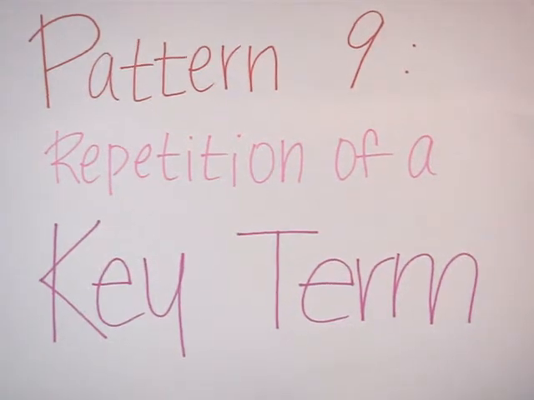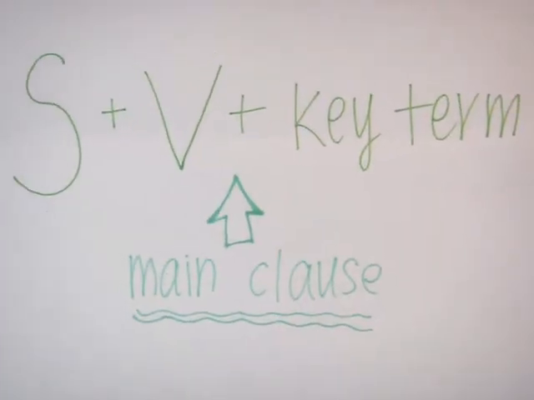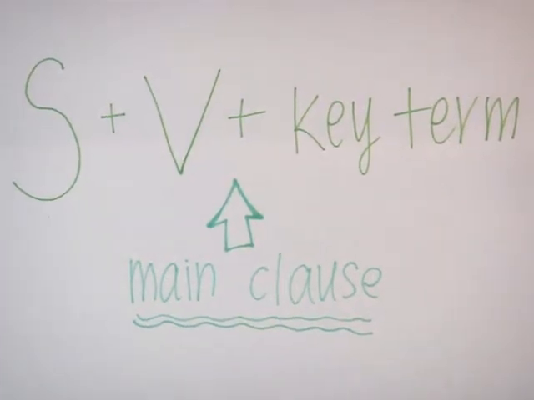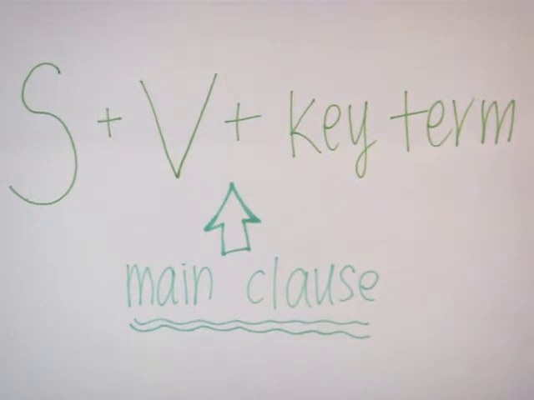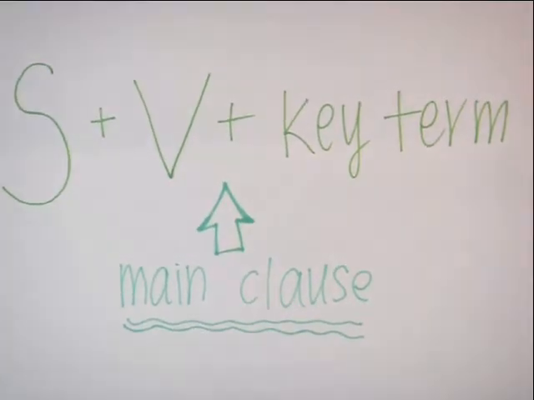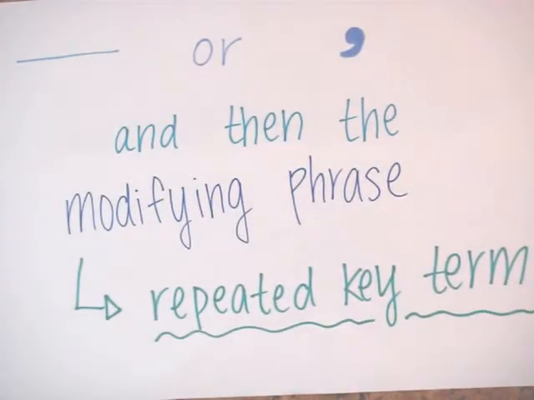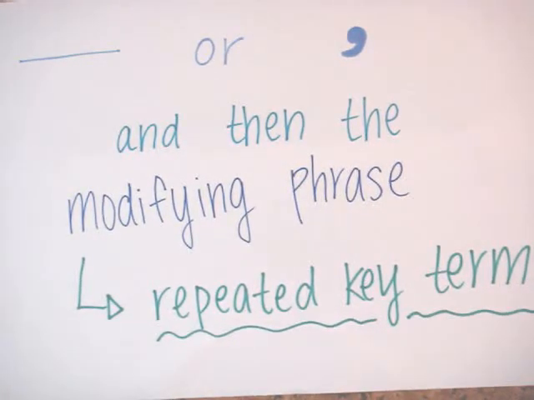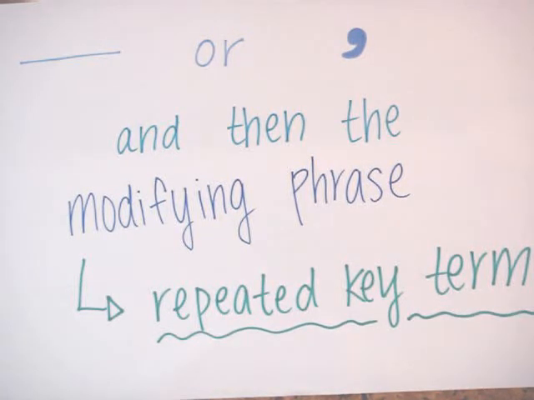Pattern 9. Repetition of a key term. The sentence form starts with the subject and then a verb, added with a key term. This is called the main clause. After the main clause, there is a long dash or a comma, and then the modifying phrase, which is the repeated key term. Pattern 9 is a pattern where you repeat a keyword in a modifying phrase after the main clause.